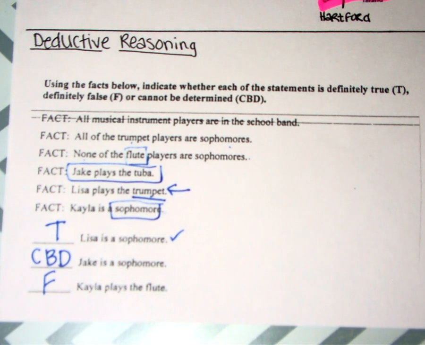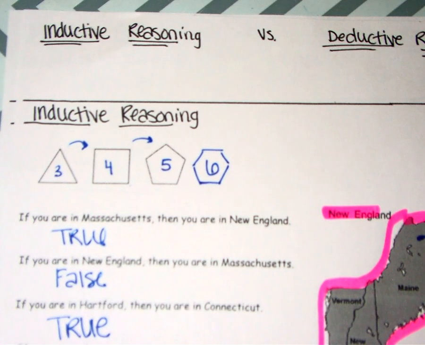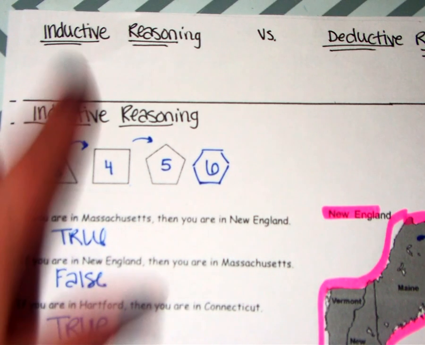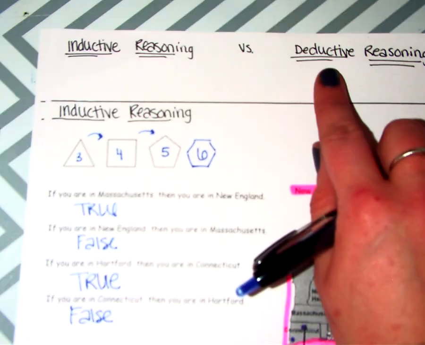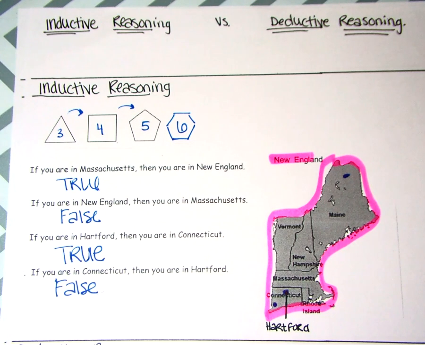So just remember the difference between the types of reasoning. Inductive reasoning is where you have evidentiary support to support your claim. You're backing your statement up with facts. Deductive reasoning is where you're like a detective collecting facts and using those facts to form opinions.